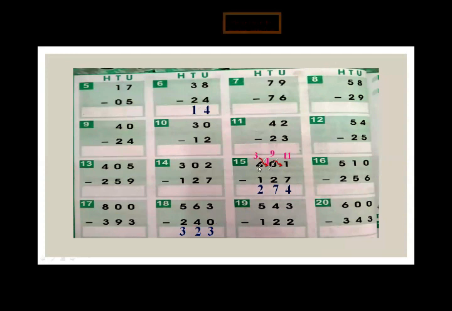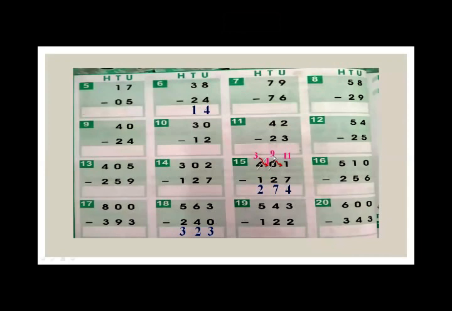Okay, when 4 gives 1 borrow to 0, it will become 10. And what remains on 4? 3. When 4 gives 1 borrow to tens place, here what is left? 3. And now this 10 gives borrow to units place digit. When this 10 gives borrow to 1, it will become 11. And here what remains? 9.